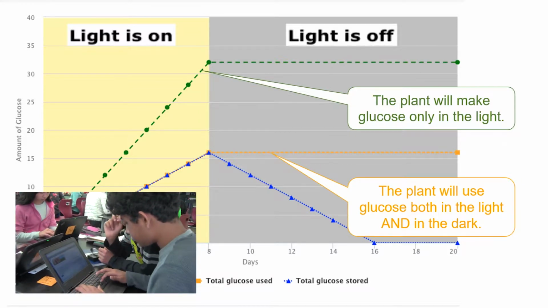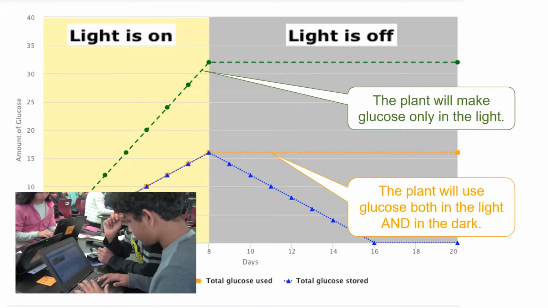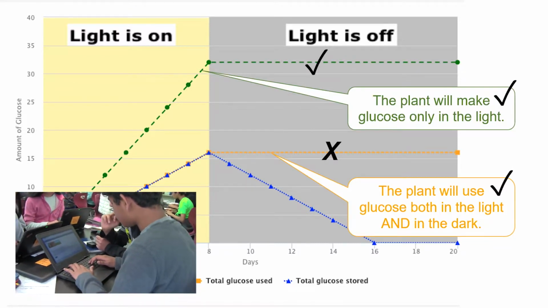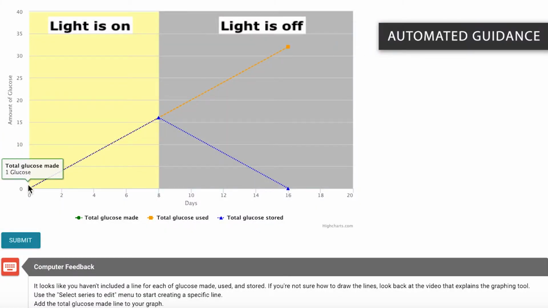Students construct graphs to show these predictions, and they say what their graphs are meant to show. This helps us see whether students have integrated ideas about the science, but can't express them with a graph. While students draw their predictions, automated guidance helps students think about what their graphs mean.